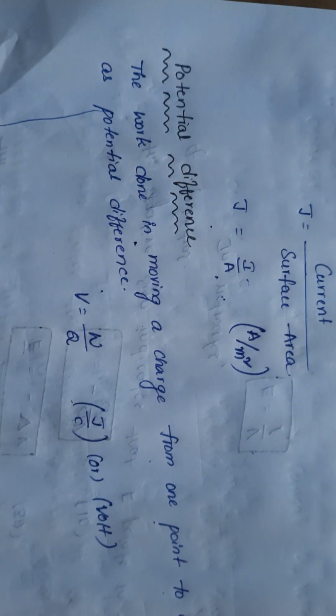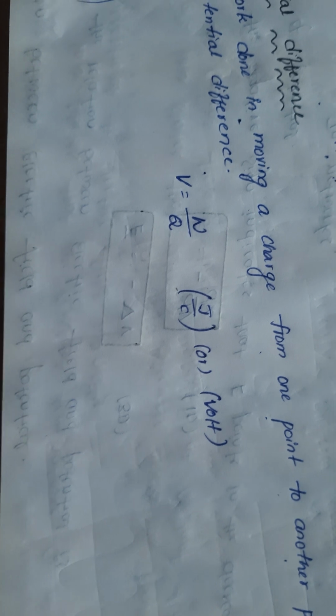Potential difference means voltage equal to work done by charge. The unit is joules per coulomb, or volt.